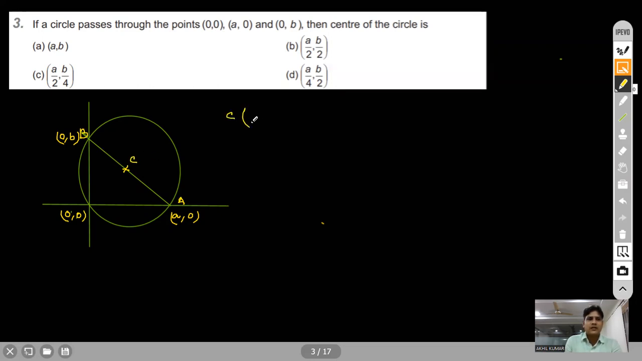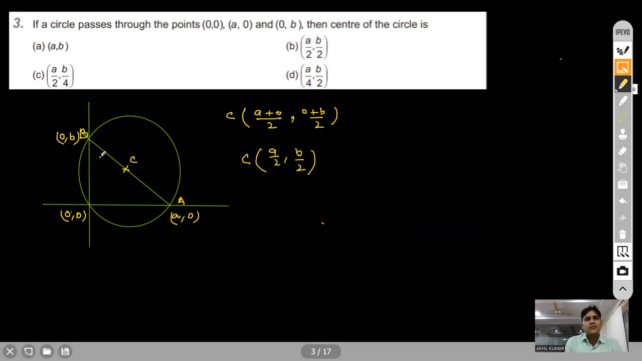C will be nothing but A plus 0 by 2. The x coordinate of C will be A plus 0 upon 2, and the y coordinate will be 0 plus B upon 2. So we can give the coordinates of C as A upon 2, comma B upon 2.